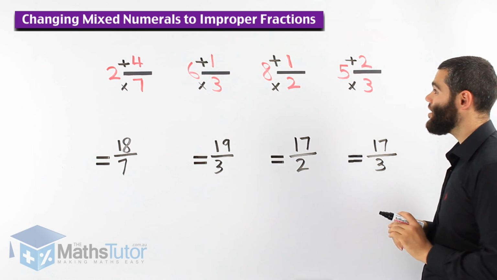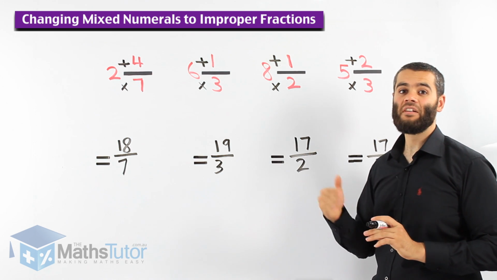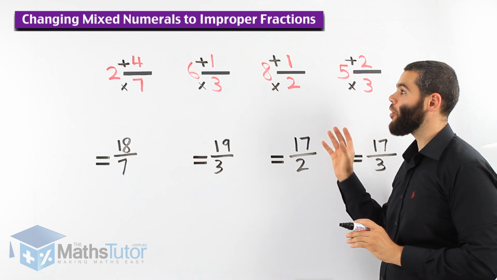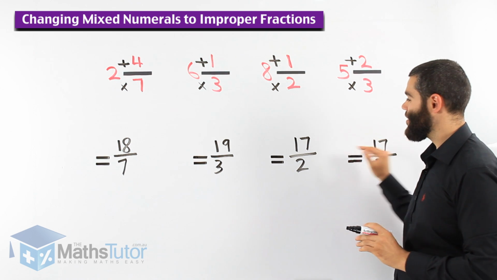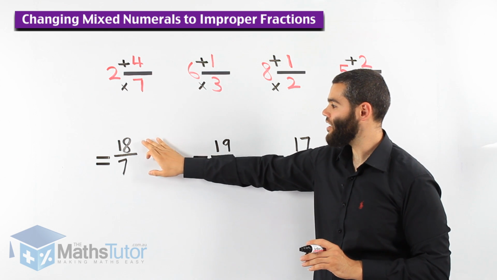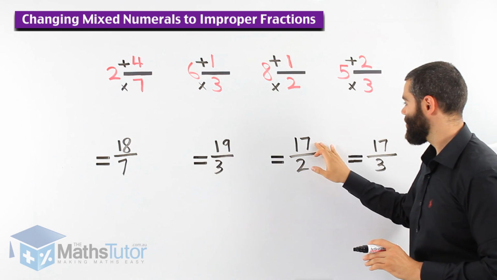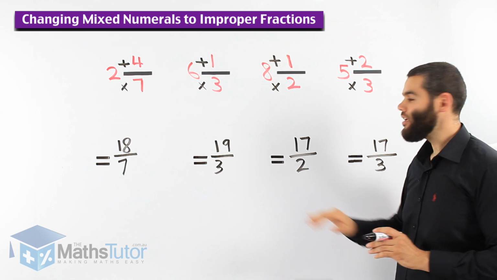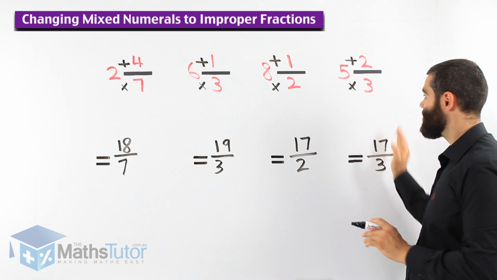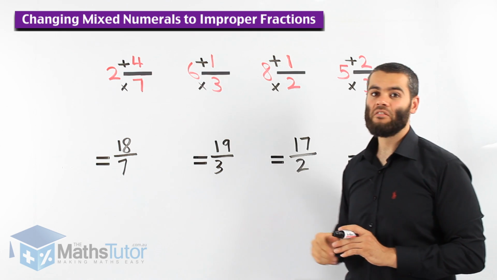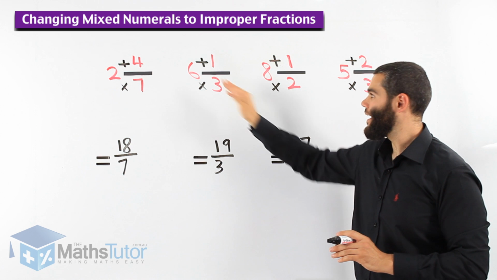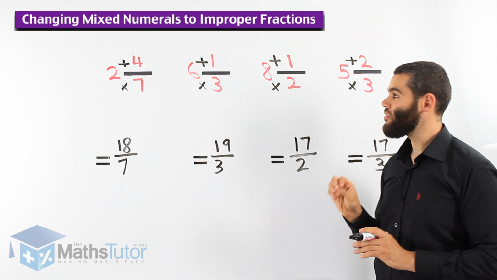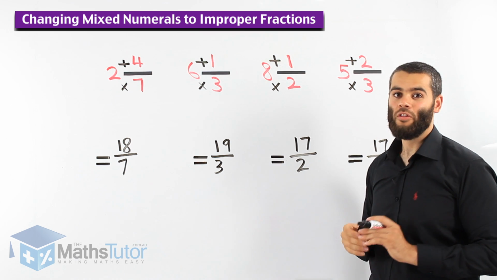So here, as you can see, it's a process that is basically the opposite of writing from improper to mixed. Now we're going from mixed to improper. Are they all improper? Yes, because the numerator is larger than the denominator. These are called improper fractions, and these are called mixed numerals because there's a whole number and a fraction. This is how easy it is. Make sure you master it because it's important for you later on throughout your high school.